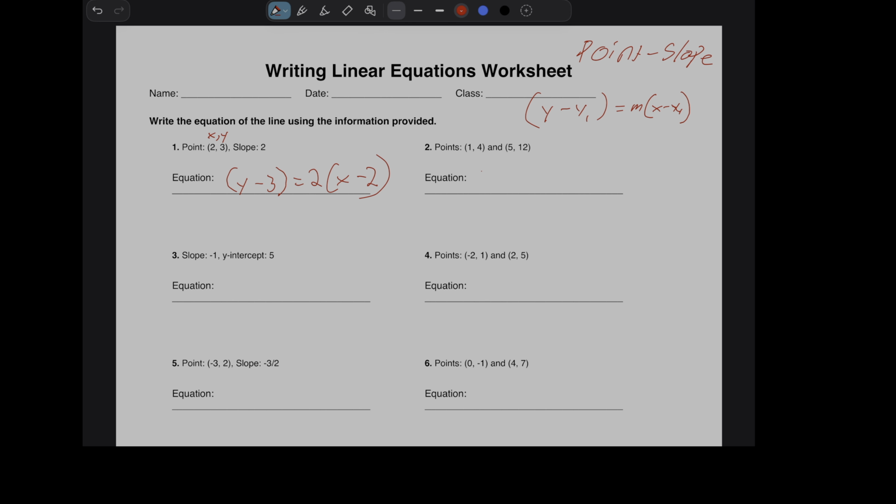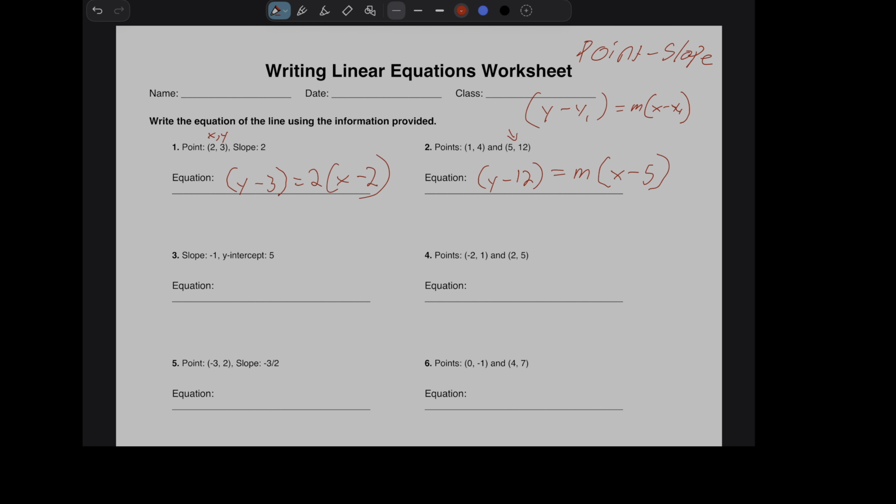So now watch what we're going to do. I'm going to pick any one of them. Let's go ahead and pick this one right here. It doesn't matter. It works for either one. We're going to go y minus 12, that's my y1, equals, well, shoot, they didn't give me an m. So I'm just going to write m because they didn't give me one. And I'm going to write x minus, what's my x value? 5. Okay, if I wrote a 4 instead of 12 and a 1 instead of 5, would it have worked? And the answer is yeah, it would.